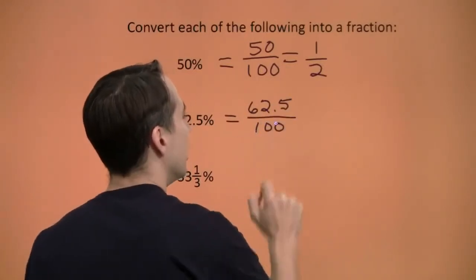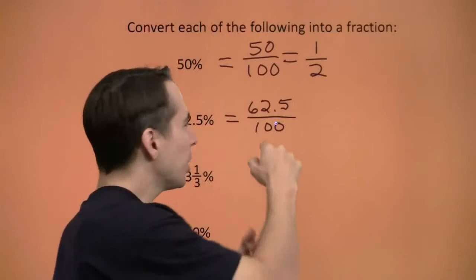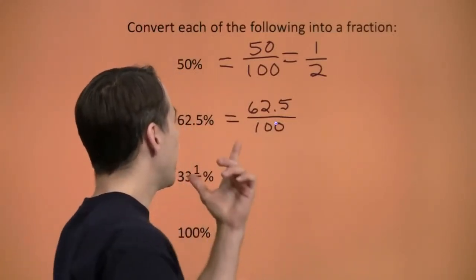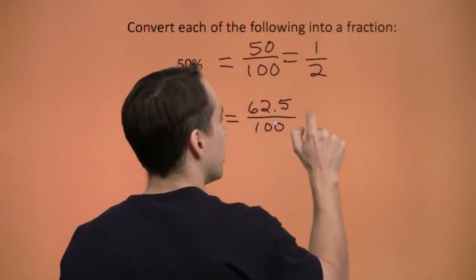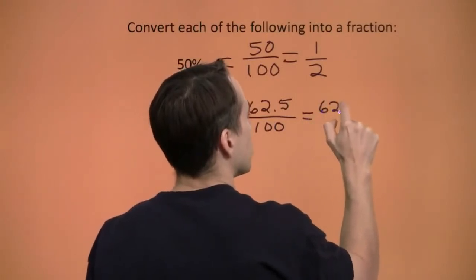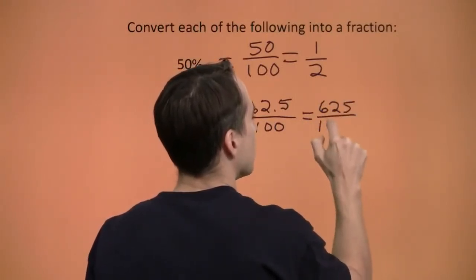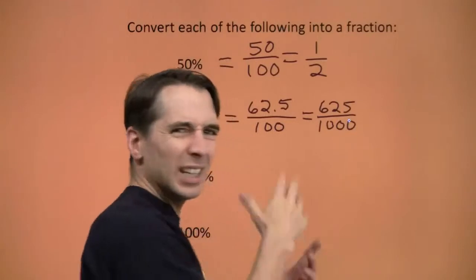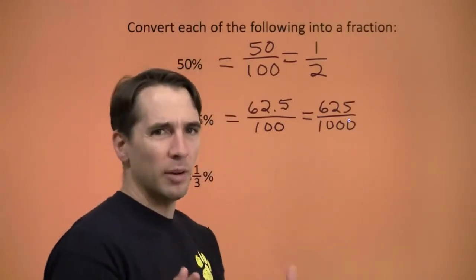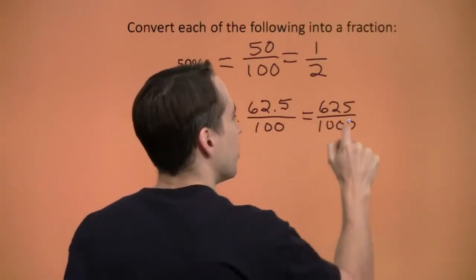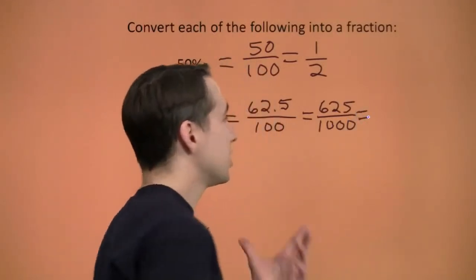62.5 over 100. Now I want to get rid of that decimal, so I'm going to multiply the top and bottom by 10 here. That'll definitely get rid of the decimal. We'll have 625 over 1,000. Now I could start taking out common factors, but I'm going to go ahead and find the prime factorizations of both these. I'm going to make it a little easier to simplify.